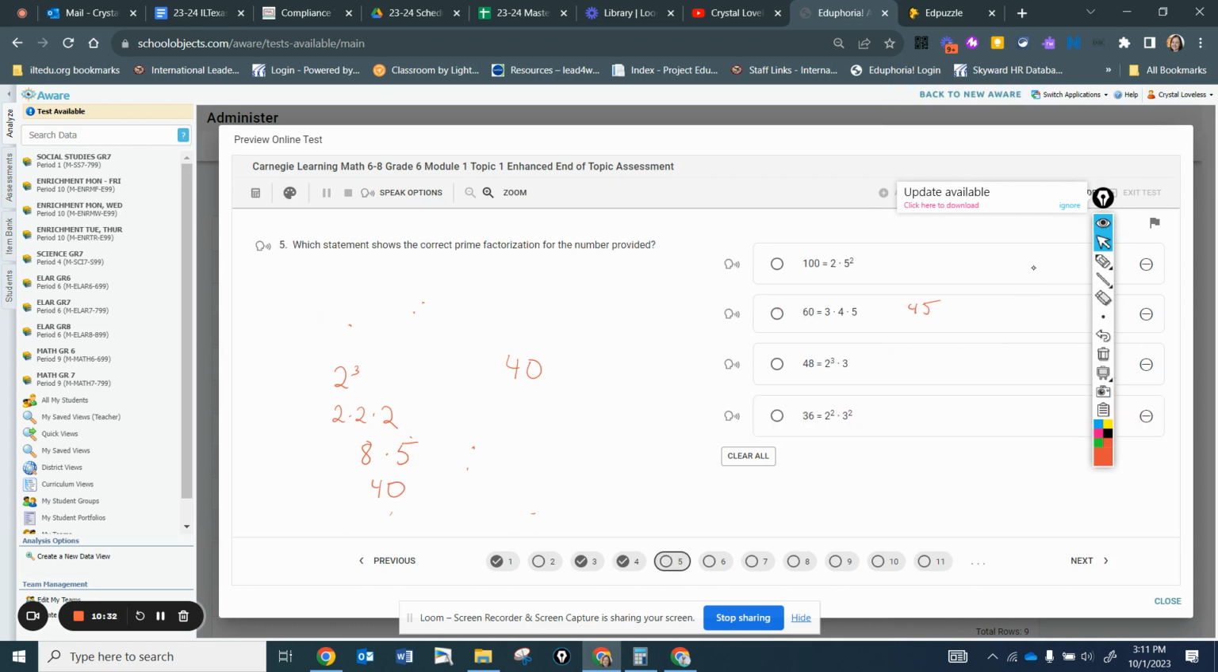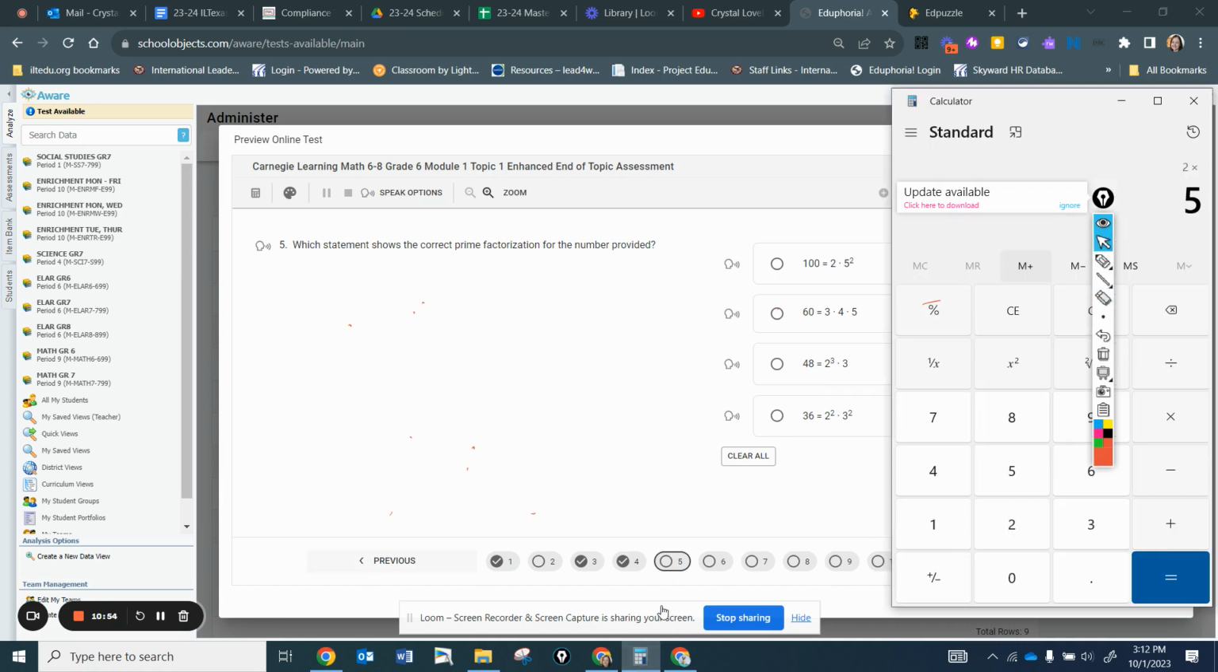Okay. And number 5. Which statement shows the correct prime factorization for the number provided? Okay. So this one says 100 equals 2 times 5 times 5. All right, let's see what 2 times 5 times 5 equals. 2 times 5 times 5 equals 50, so it's not the first one. Let's try the second one. 3 times 4, oh, are you noticing a problem right there? Let's see if that one equals 60. 3 times 4 times 5. It does, but here's the problem.